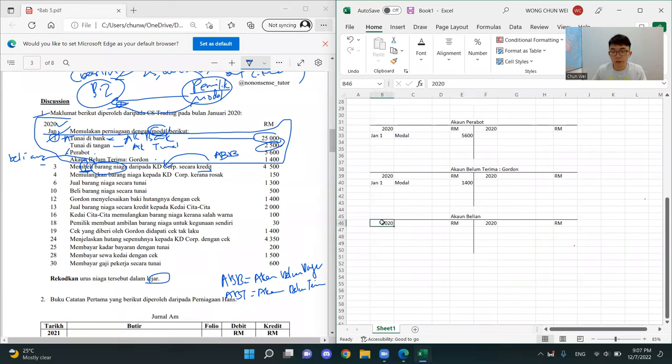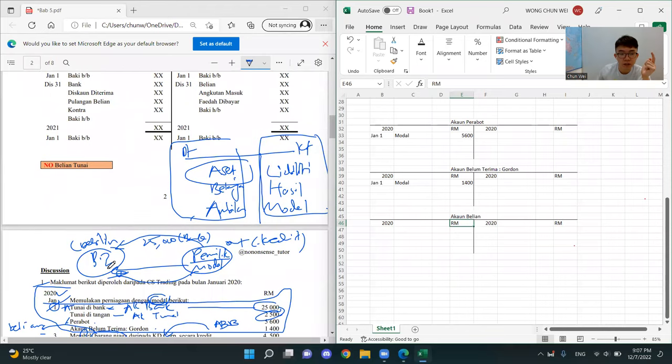Okay, then the year, tarikh. Now see, number 3. Pay attention. When we beli barang niaga, you buy, meaning the barang niaga will come into your business, isn't it? You buy from KD Corp. See, this is your business, and this is KD Corp.